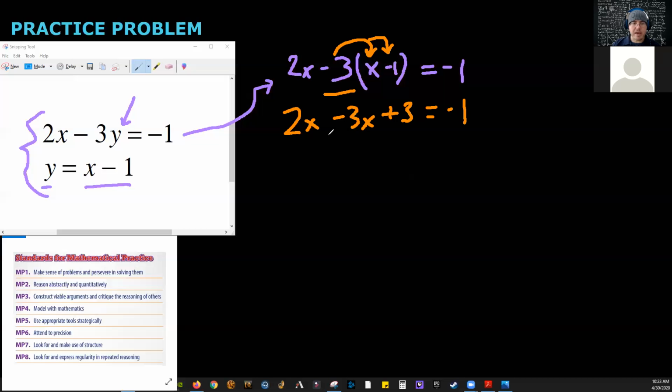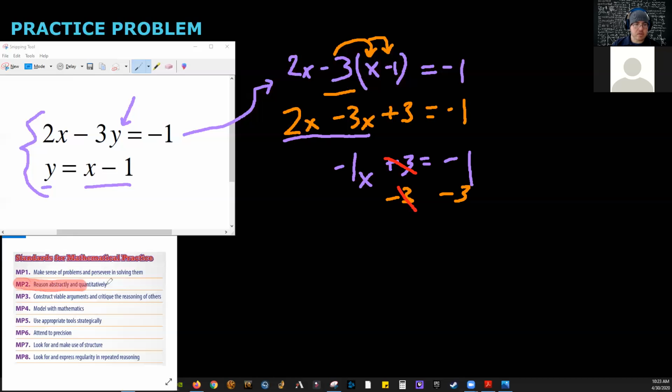So now I can combine like terms. 2x minus 3x. 2 of anything minus 3 of the same thing will be -1 of that thing. So it'll be -1x. And I still have +3 equals -1. So now I can subtract 3 from both sides. 3 minus 3 is going to be a 0. That's why I did that.